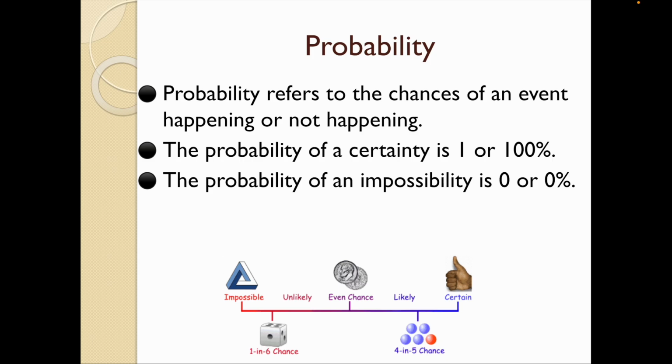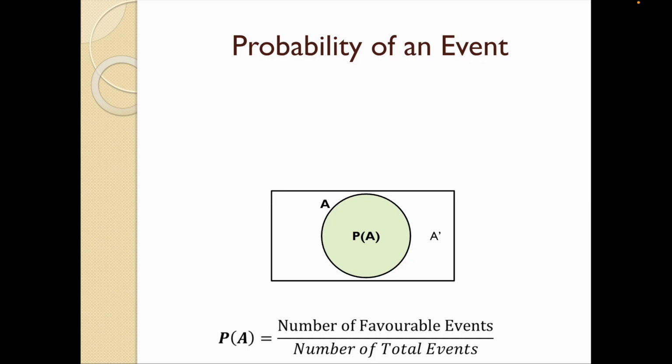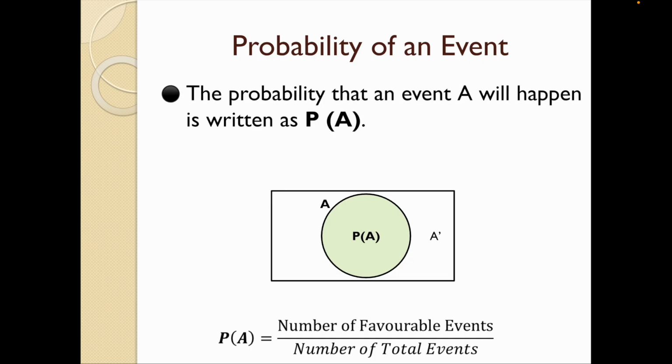All right, let's go now. So this here, the probability that an event A will happen is written like this. This means the probability of event A happening. The probability would be the number of favorable events, basically what you want to happen, over the total possible events. So that's how we basically calculate it.